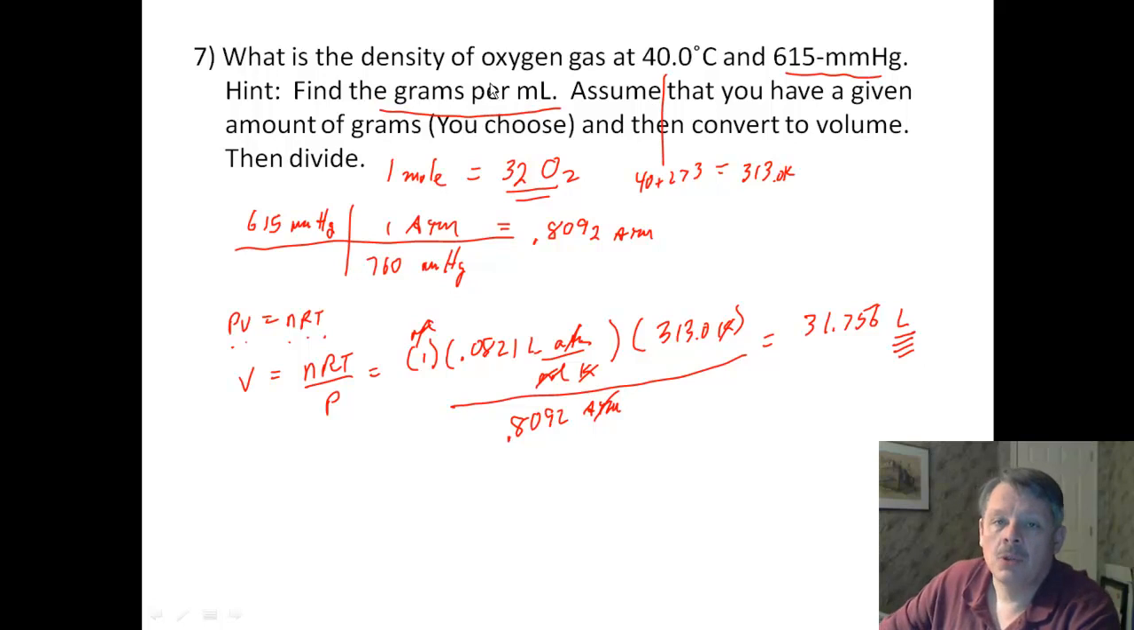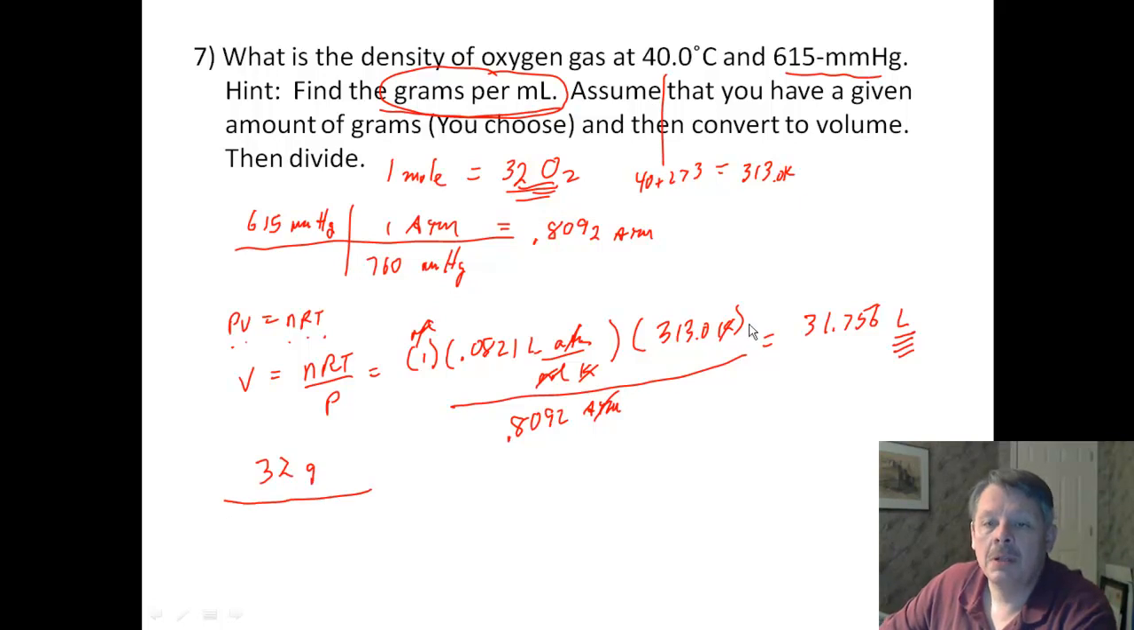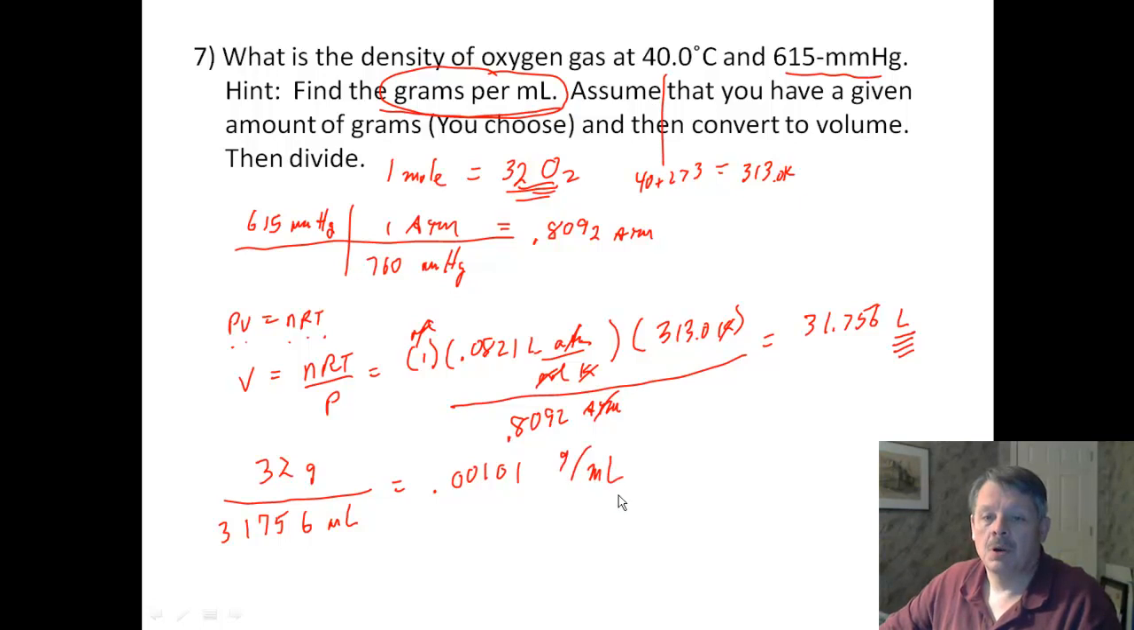Now notice this is in liters. All right, and we're looking for grams per milliliter. So we know we have 32 grams, and if this is liters, then for milliliters we simply multiply by 1,000. So that's 31,756 milliliters. So if we do that, we get about 0.001. In fact, we do get 0.00101 grams per milliliter. In other words, not very dense at all, which is what we'd expect.